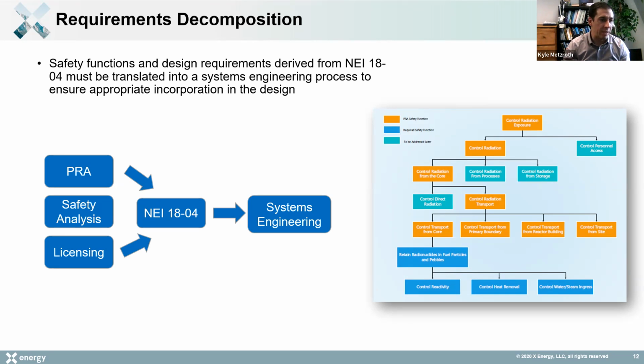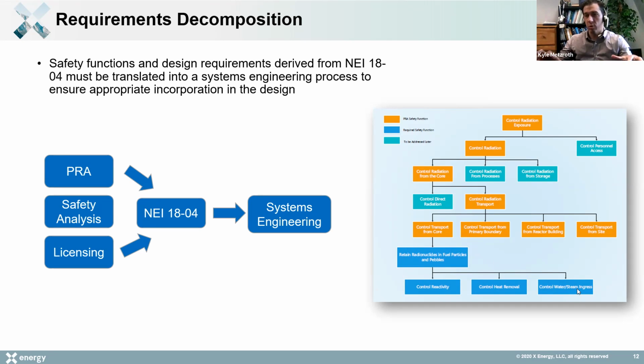And so what we've done also is try to take all of our PRA results, safety analysis results, going through the 1804 process and decompose that into requirements that are usable by the system engineering team. So this is sort of a very generic and high level picture. I think people who've read through some of the other 1804 documentation have seen this, that you decompose your safety functions from the most top level things, right? These top level ones are more fundamental safety functions. Then you start getting down into design specific safety functions. For us, it's retain radionuclides and particles and pebbles, control reactivity, control heat removal, control water steam ingress.